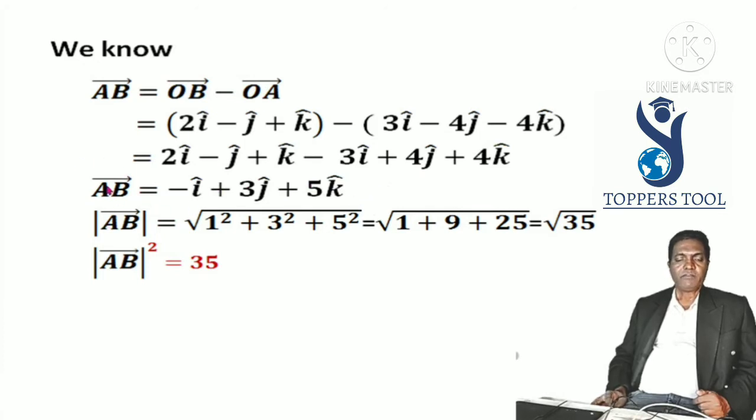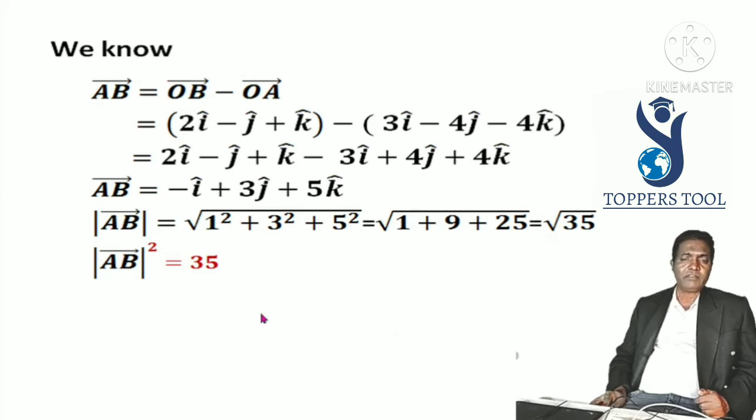So find its magnitude, this is vector AB. We want the length of the line segment, means you have to find magnitude. So magnitude represents length of the line segment AB. So take the square root of this: 1 square, 3 square, 5 square. So add these, you will get square root of 35. If you square it now, the square root gets cancelled, so you are left with 35.